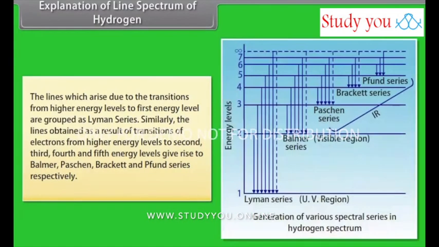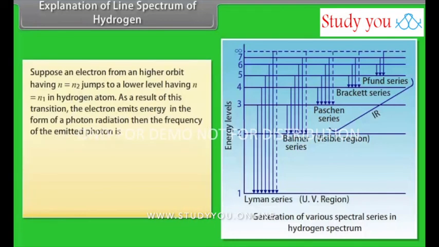The lines which arise due to the transitions from high energy levels to the first energy level are grouped as Lyman series. Similarly, the lines obtained as a result of transitions of electrons from high energy levels to the second, third, fourth and fifth energy levels give rise to the Balmer, Paschen, Brackett and Pfund series respectively.